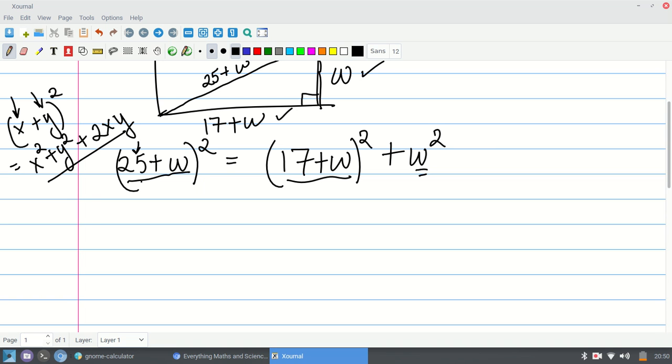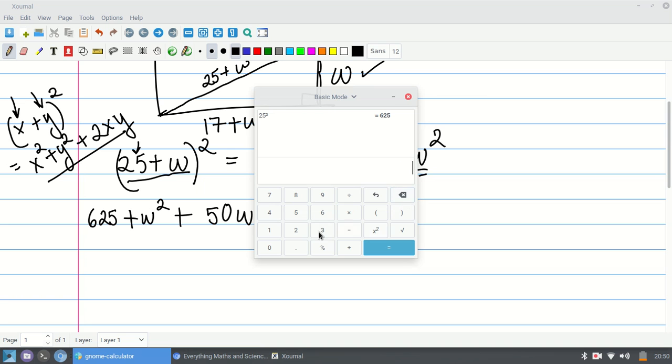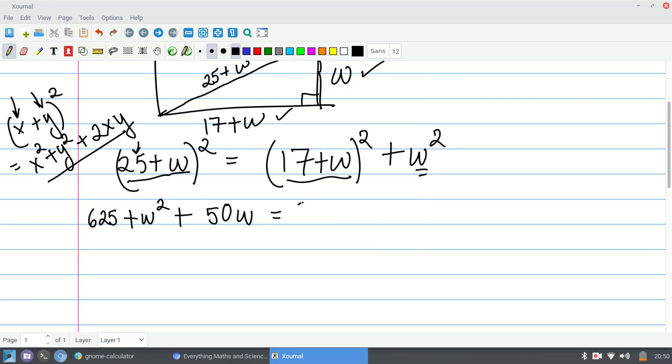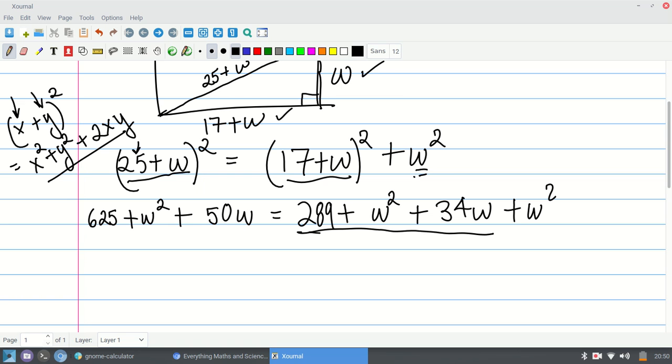So if 25 is x, x squared is 625. W squared is w squared. And then plus, I need 2 times 25 times w. That's 50w. Okay? And I do the same thing. I need 17 squared. So 17 squared is 289. So 289 plus w squared, plus 34w plus w squared. Okay, this is the expansion of the perfect square, and this is the plus w squared that's left over.